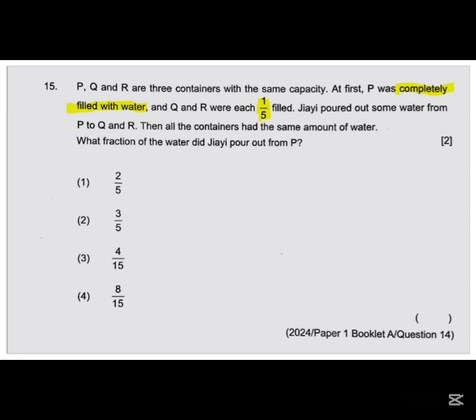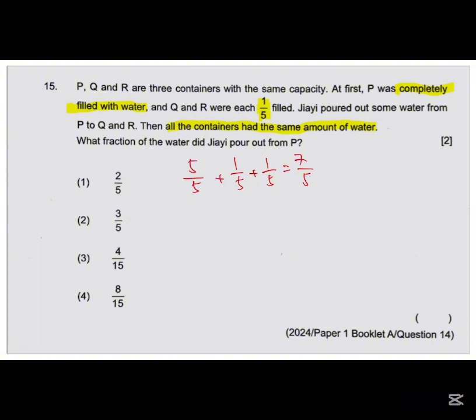We can calculate. They told us that all the containers had the same amount of water at the end. So you can just calculate the total amount of water at the start first, right? P had 5 parts, so it'll be 5 out of 5, plus Q and R, which is 1 out of 5 each, plus 1 out of 5. So in total, what's our fraction? 7 out of 5, right?